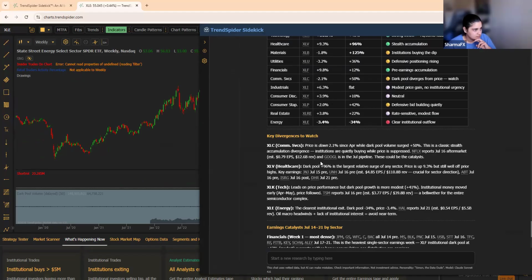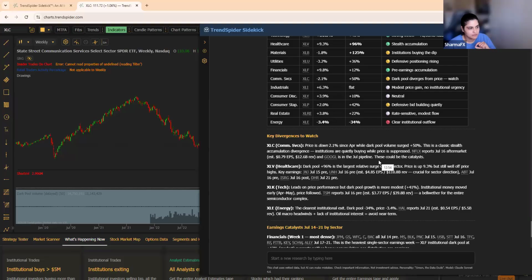So the key divergences that we're going to be watching out for is XLC, which is your communication services ETF. Price is down 2.1% since April, while dark pool volume surged about 50%. So that's your classic stealth accumulation divergence here, which means that the institutions are quietly buying while price is still suppressed. That's one thing that I want to be looking into. So that's going to be on my list. And then let's see. The catalyst, it seems like it could be Netflix and Google.